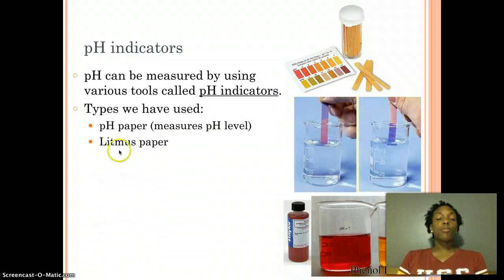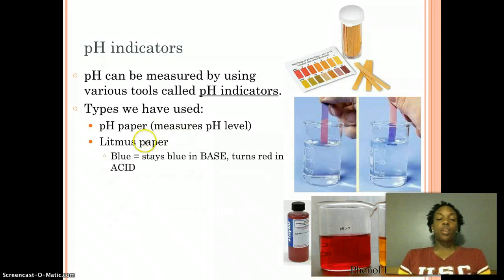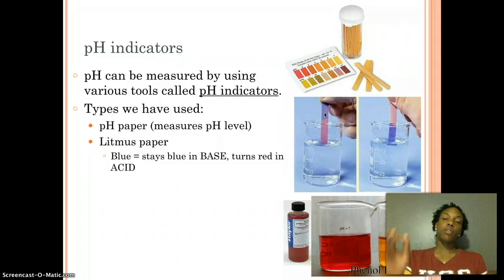And we've also used something called litmus paper, which comes in 2 colors, red and blue. Blue litmus paper, which is here, you can see a person holding a blue litmus paper. So you take the litmus paper and you dip it into a solution. If it stays blue, it is a base. If it turns red or pink, that means that solution or chemical is an acid.